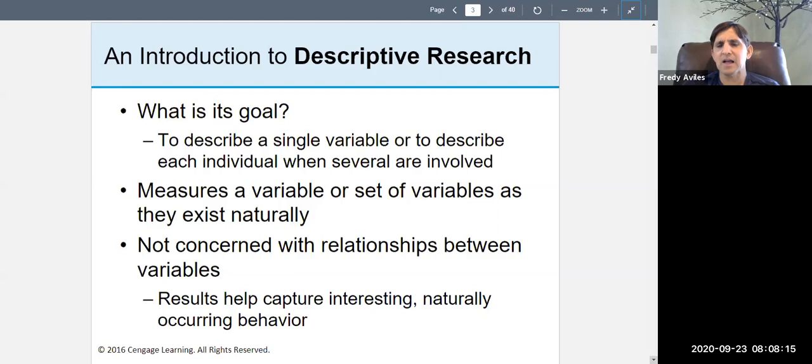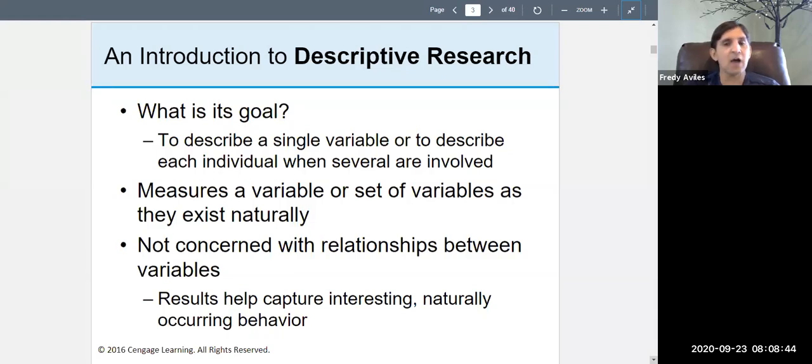As a matter of fact, if you're doing an honors project for this class, you're required to do something more than just describe. Descriptive research doesn't necessarily have to involve correlations. It doesn't have to involve testing for differences. But if you're doing an honors project, I'm going to require a little bit more. But the results by themselves can capture things that are interesting.